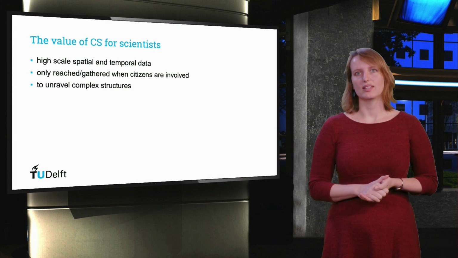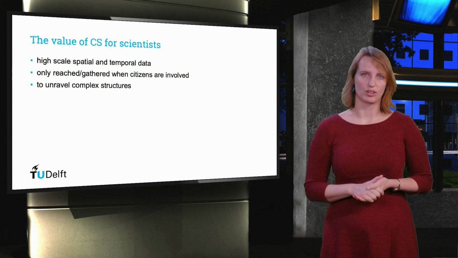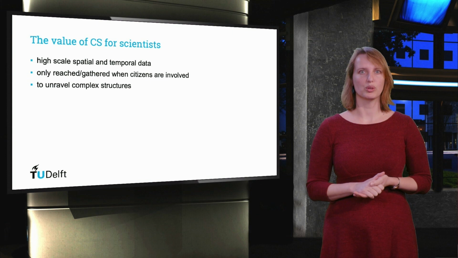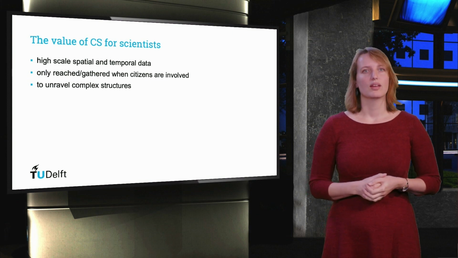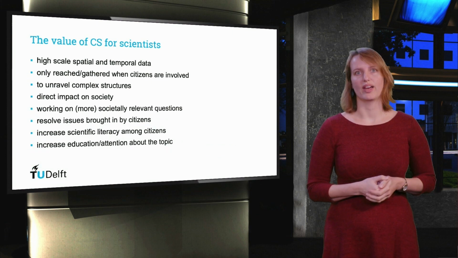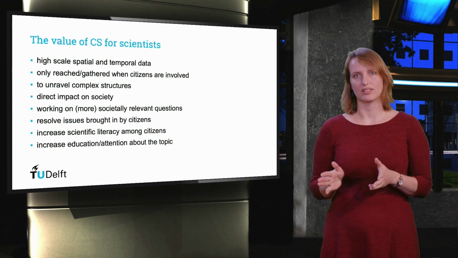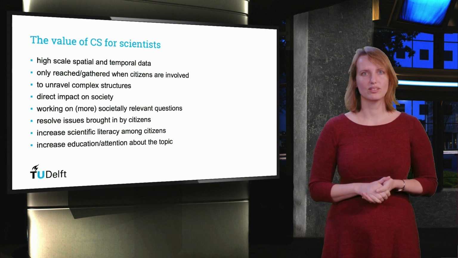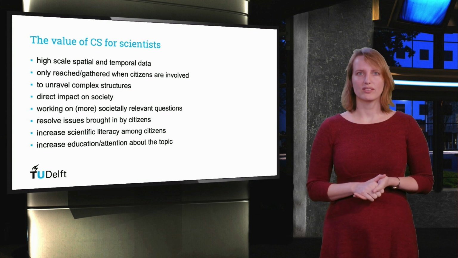And finally, in the end, people are still far better than machines in unraveling complex structures. You can create more brain power by including more and other people. Applying citizen science often also has so-called societal benefits, which are the final 5 listed here. When citizens are directly involved, you often can have a direct impact in society.